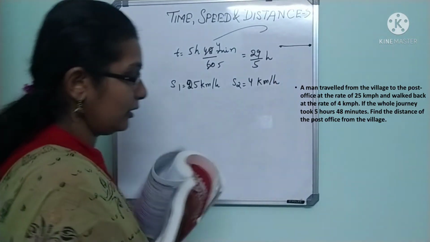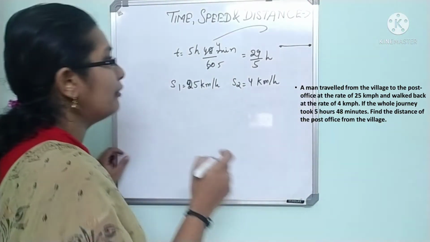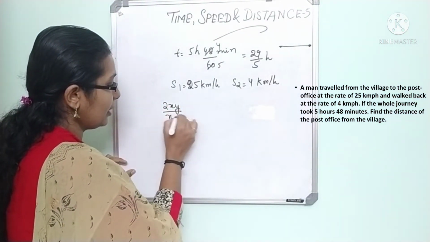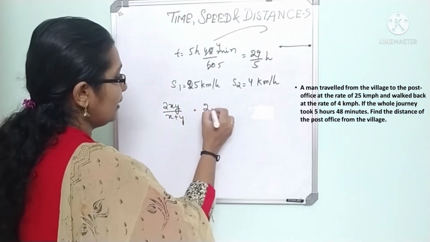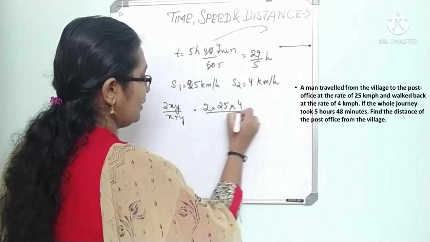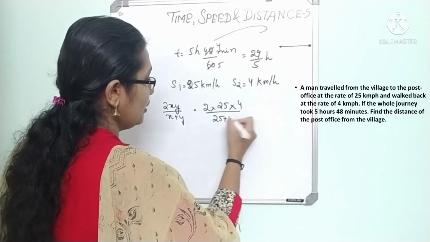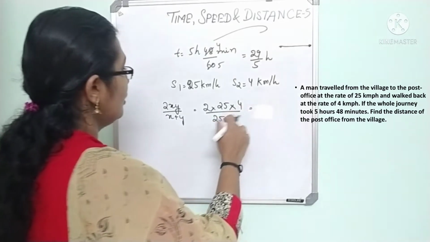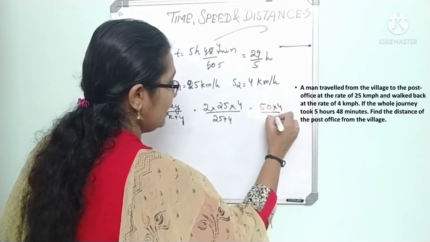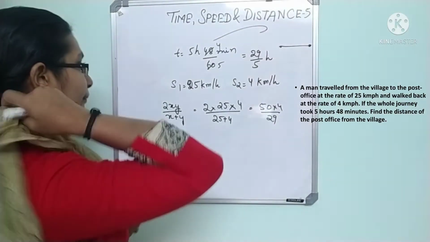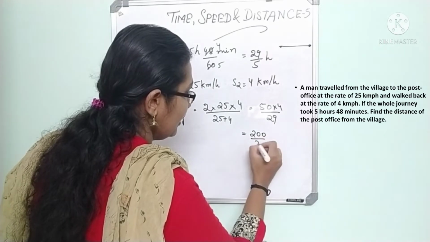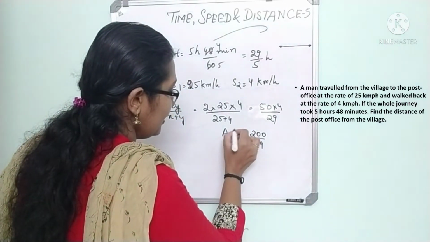So already we have solved this using the average speed concept. How will you proceed using average speed? 2xy by x plus y. So here x is the first speed 25 and y is 4, divided by 25 plus 4. 2 into 25 is 50, into 4, divided by 29. So we get 200 by 29. This is nothing but average speed.